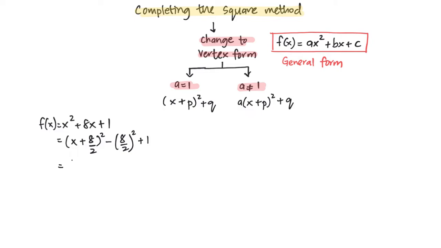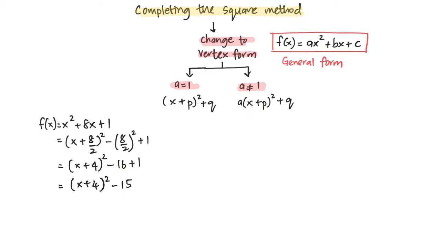What happens next? The value in the bracket is squared, so we can't do much about it. So that is squared, minus 4 squared, which is 16, plus 1. So it must be minus 16 plus 1. Therefore, that will be x plus 4 squared minus 15. This is our vertex form.